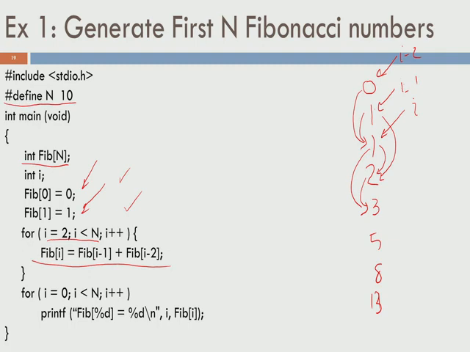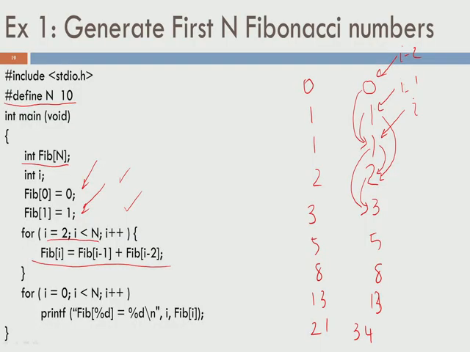So, at the end of the loop you will have numbers of this form: 0, 1, 1, 2, 3, 5, 8, 13, 21 and 34. So, that gives us the first 10 values of the Fibonacci series. So, you will see the array fib filled up from 0 to 34, and you can print them here.